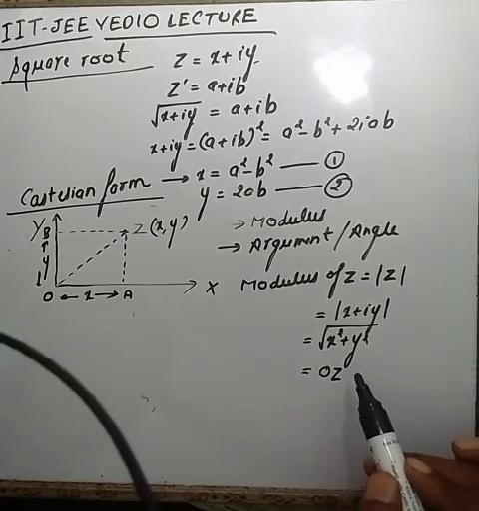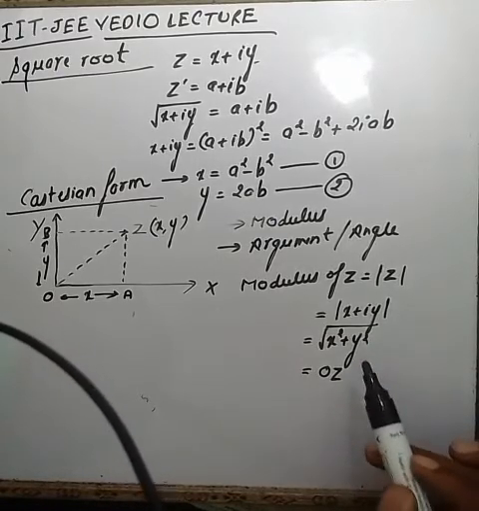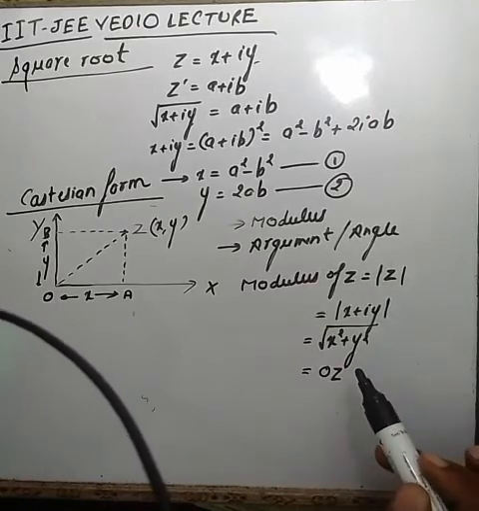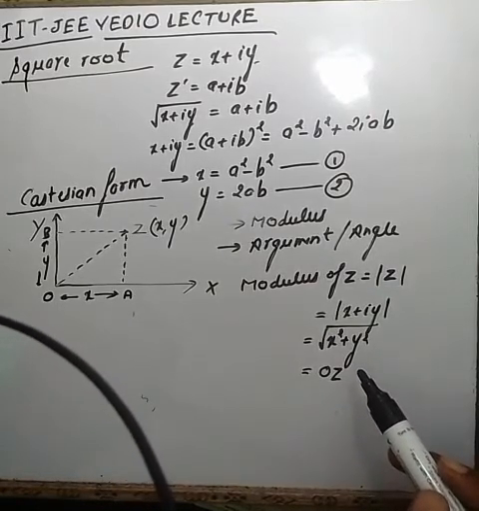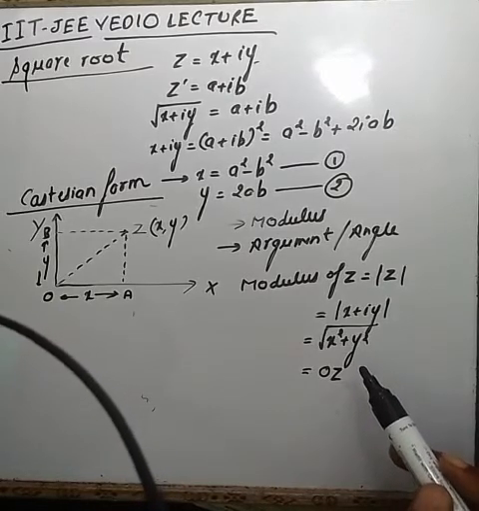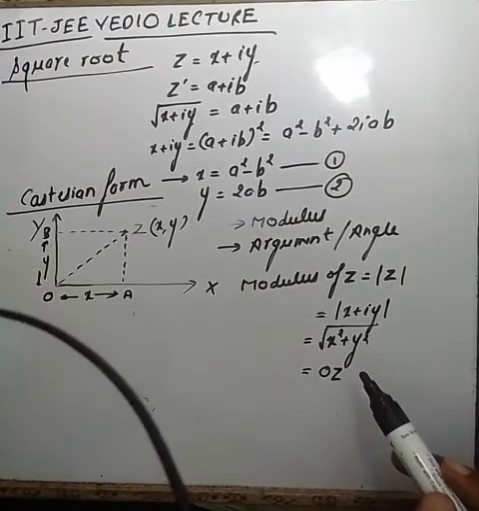So if any objective question asks to find the modulus of a complex number, what you do is just take the square root of the sum of the squares of the individual parts of that complex number.